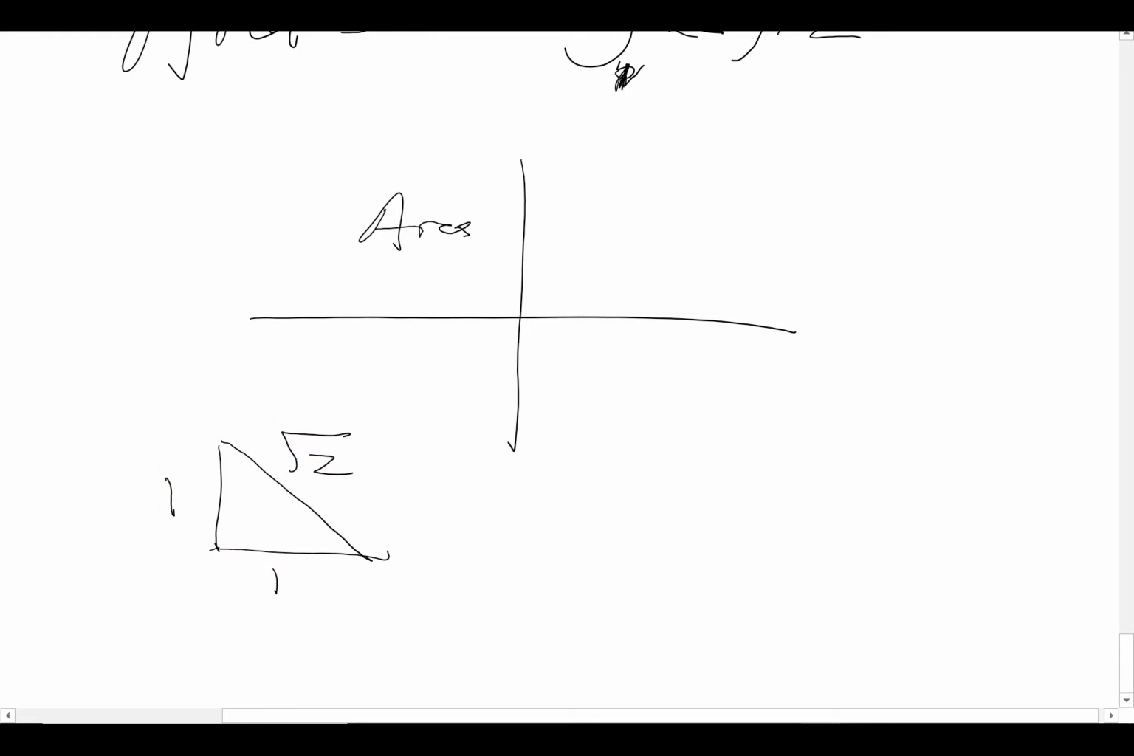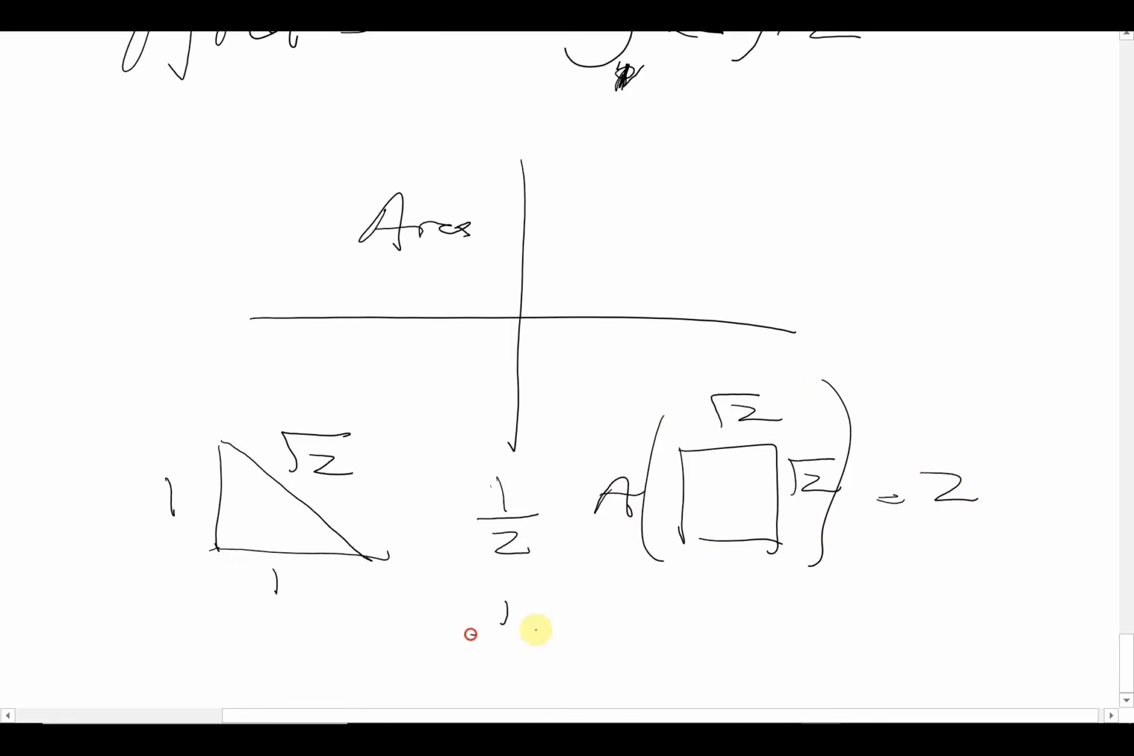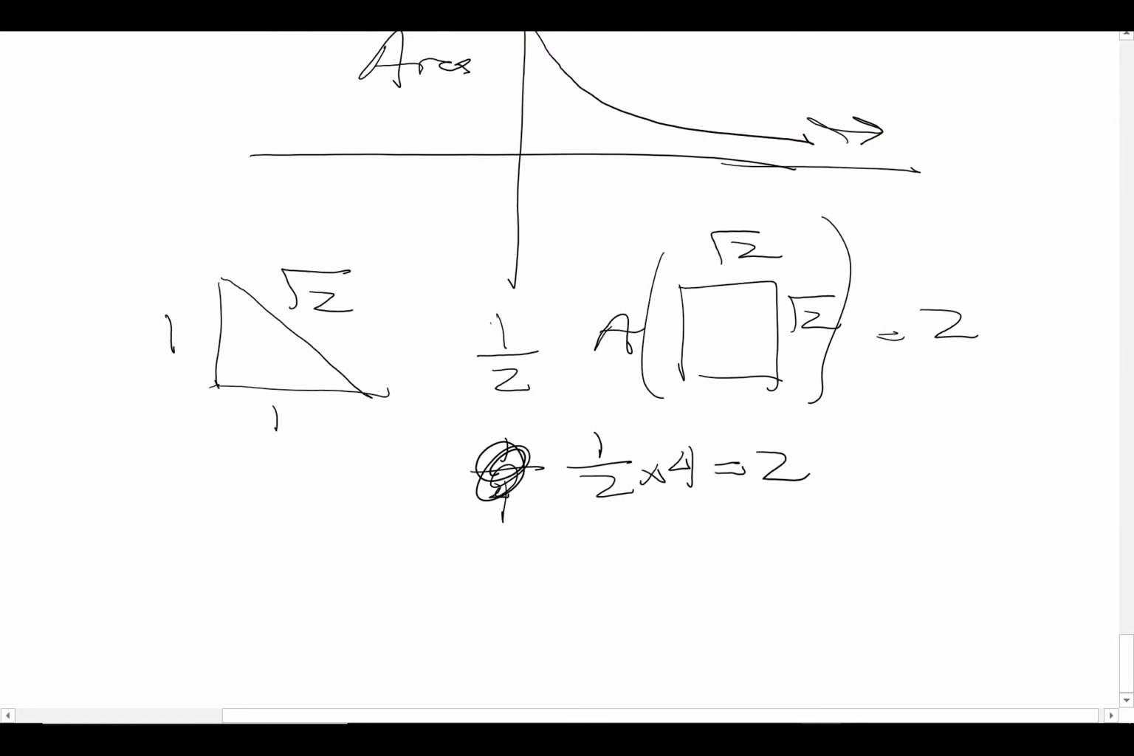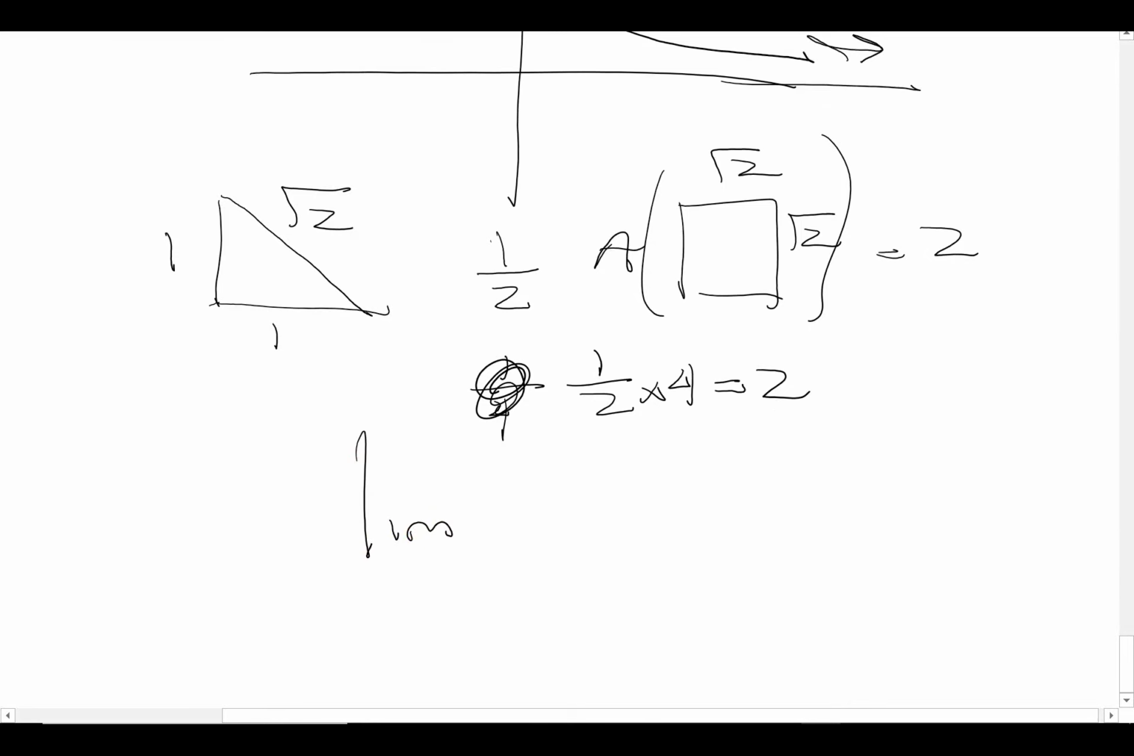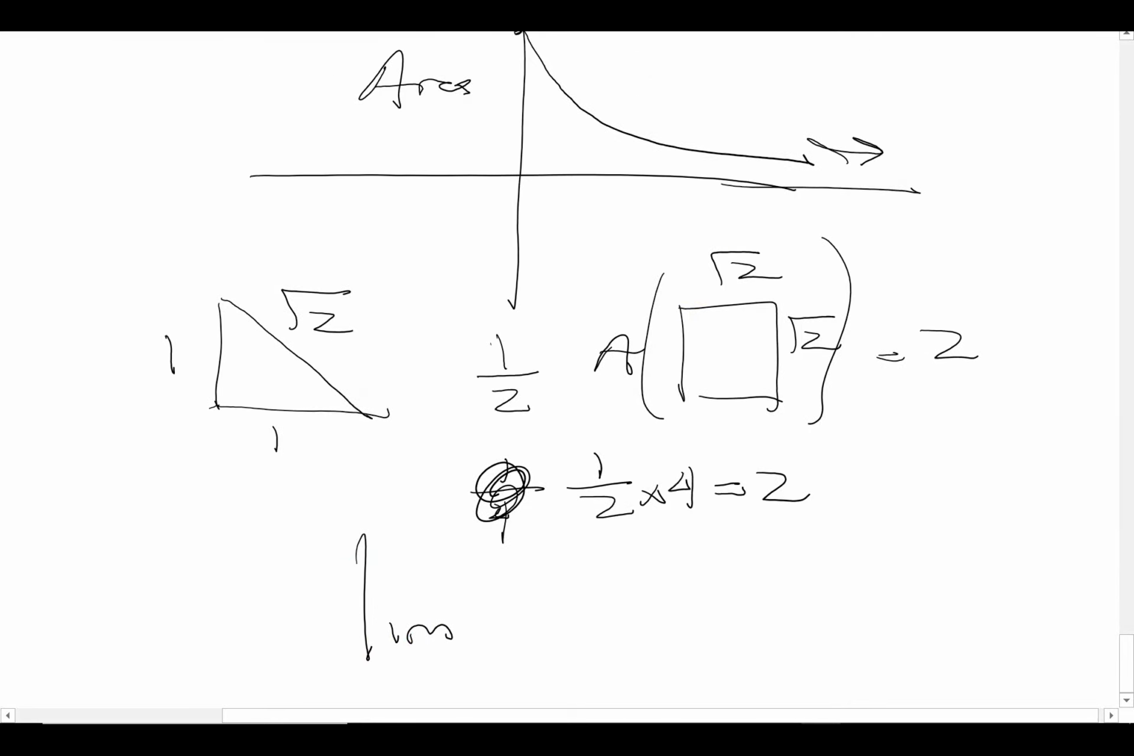So the area of this is going to be 1/2. Of course, the area of the square that we determined before is 2. That's just 1/2 times 4. So we start with 1/2, and you're converging to 0. So the limit, basically, we can think of this.